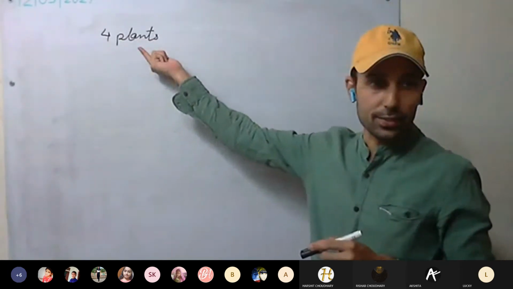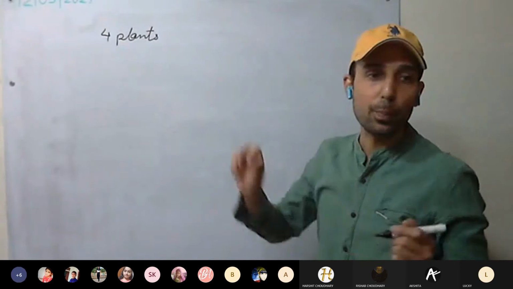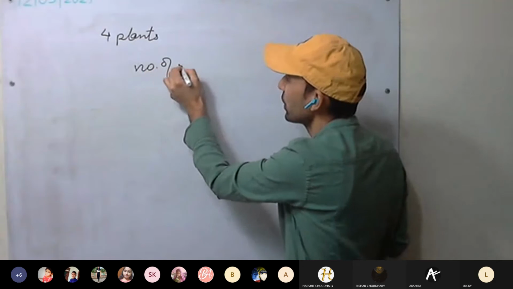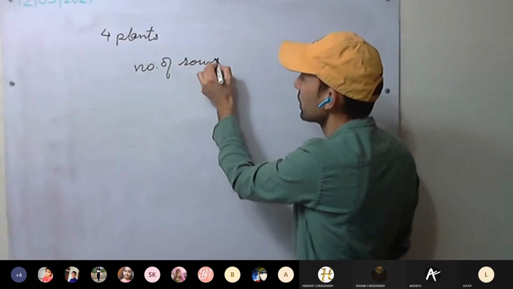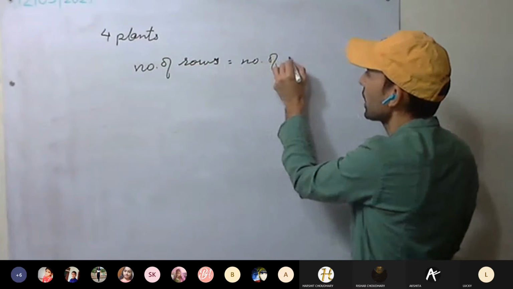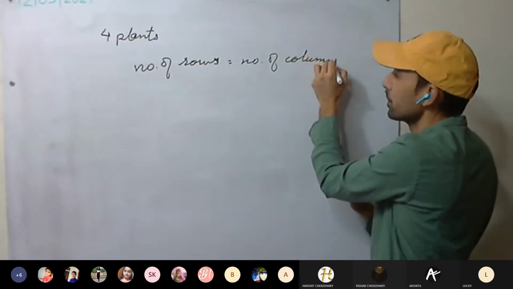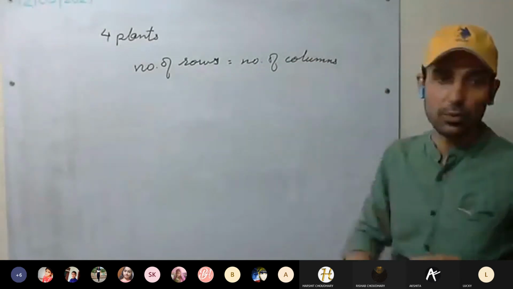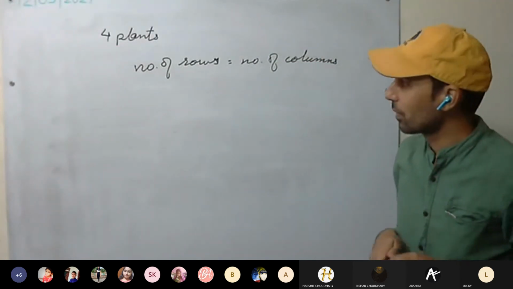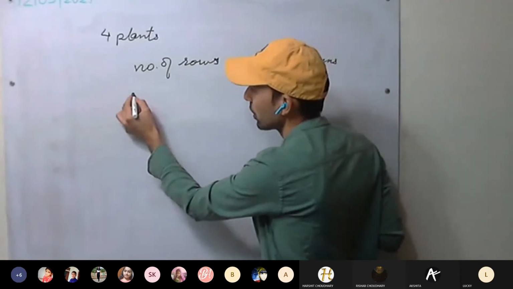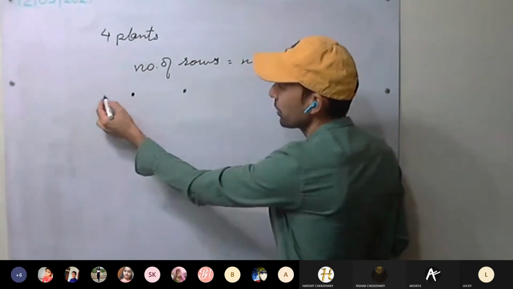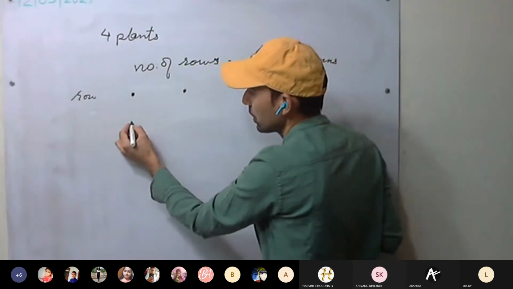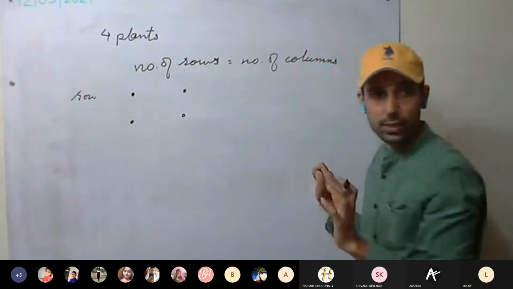You are having 4 plants. Now you have to plant them such that the number of rows is equal to the number of columns. How can you plant them? One you plant here, another here. If this is the row, the column is this way. You can plant like this only.